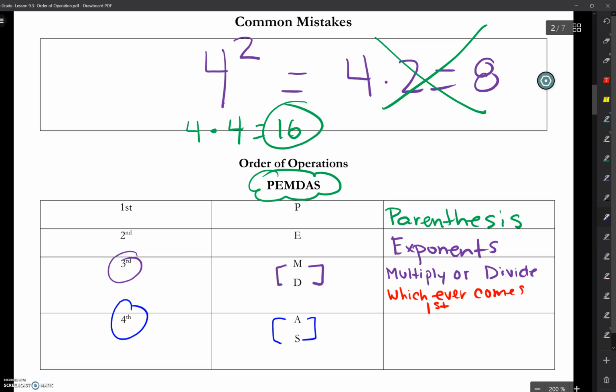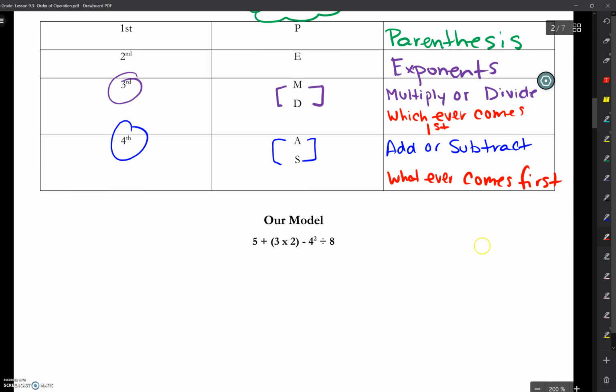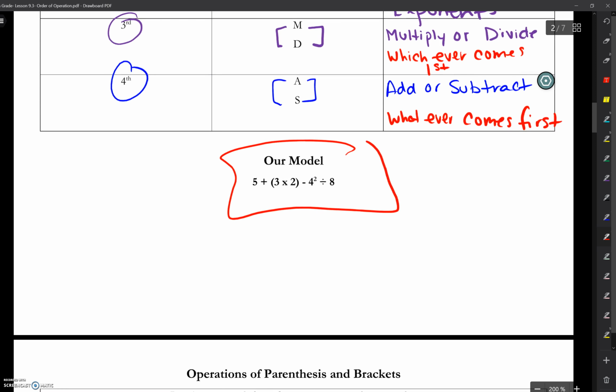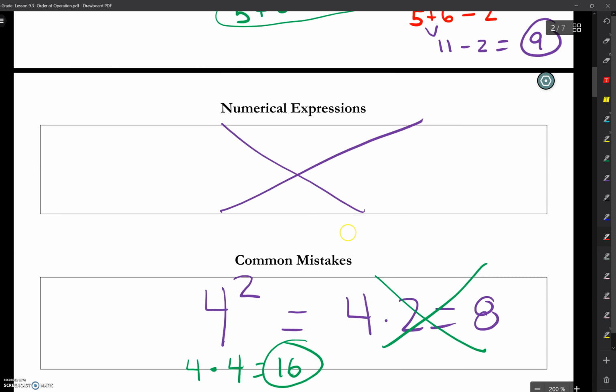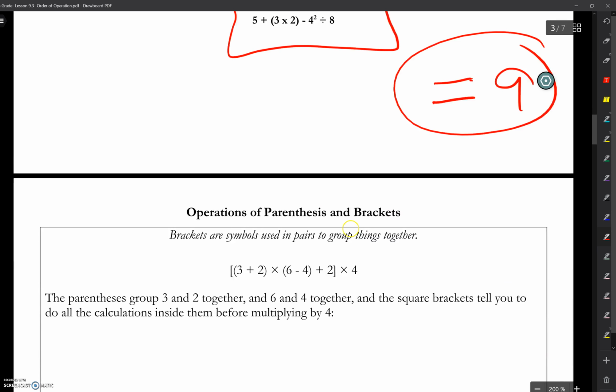Same thing, they're clumped together. So I'm going to add or subtract, and once again, it's whatever comes first. And so we have our example here of 5 plus 3 times 2 minus 4 divided by 8, which is the same problem that we did up above. So we're going to skip that one because we know our answer to this is 9. Just double check that it's the same one we did above. Yep, same one.